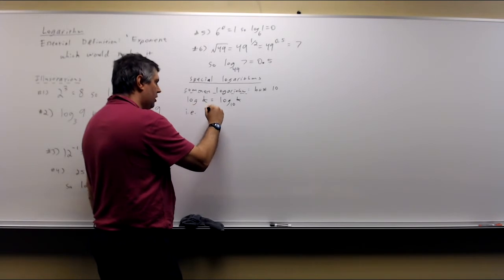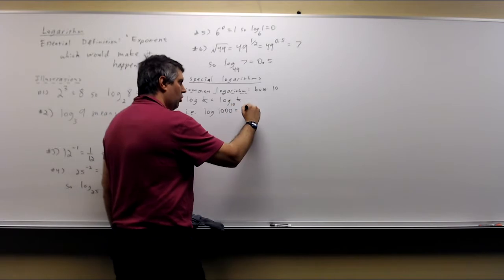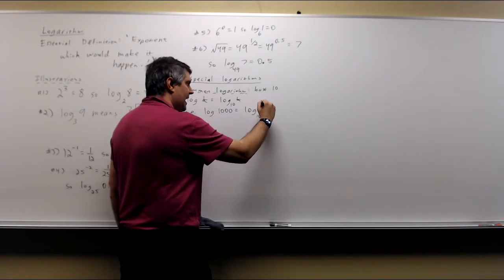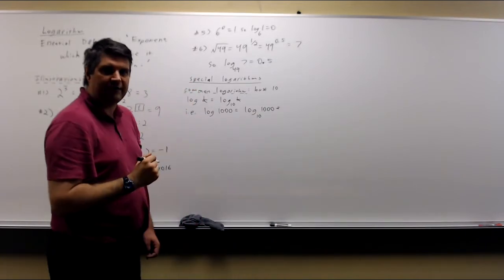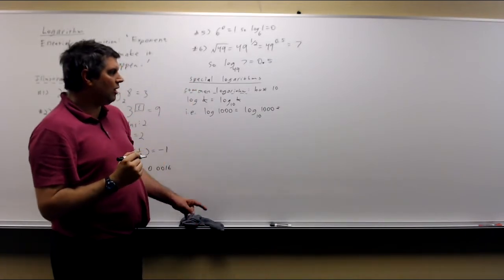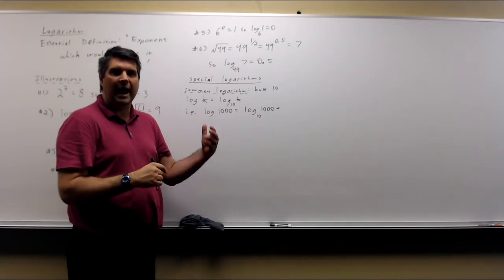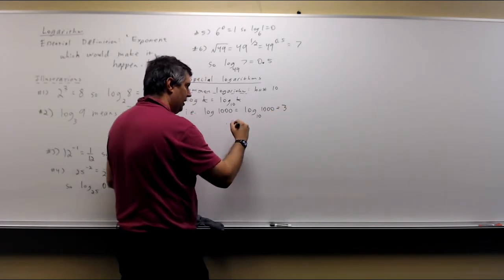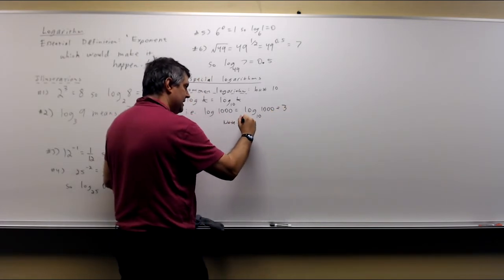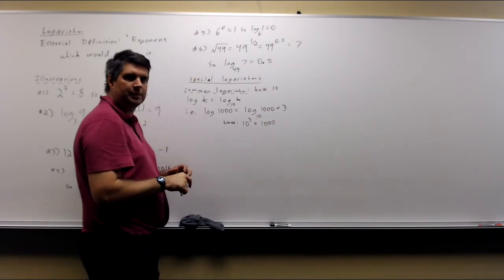I.e., log of 1,000 is equivalent to log base 10 of 1,000. All right. Now, on most calculators, if you type in log and 1,000 and enter or equals, you will get 3. Note, 10 cubed is 1,000. All right?